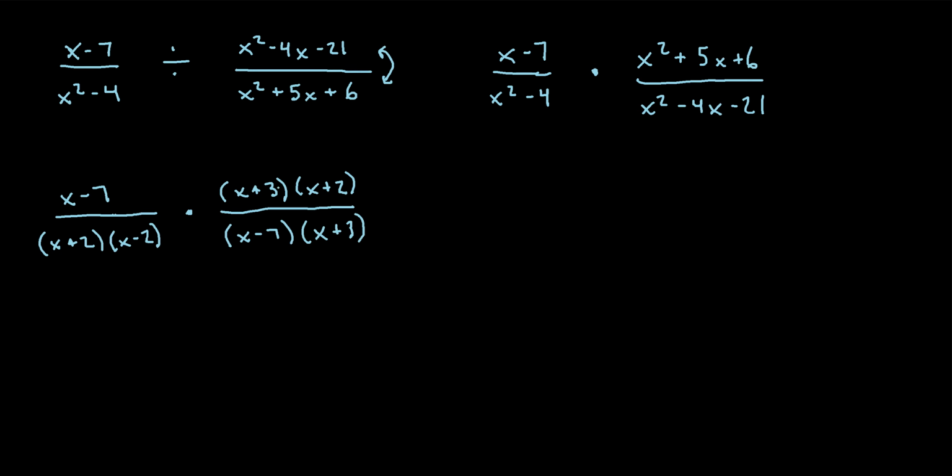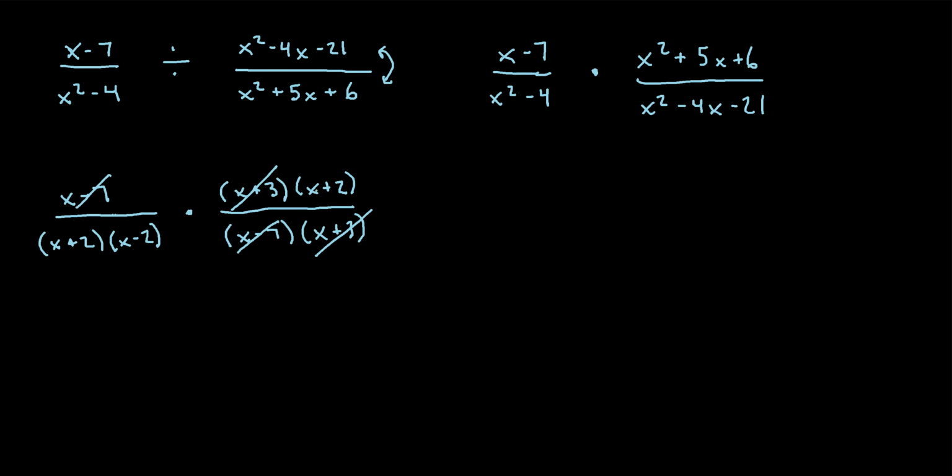Now that we have factored both the numerator and the denominator of each expression, we just look for common factors that we can cancel out. For example, in the numerator right here we have an x + 3. Notice we also have an x + 3 in the denominator right here. So those will cancel out. Here we have an x - 7 in the numerator, and over here we have an x - 7 in the denominator, so those will cancel out.